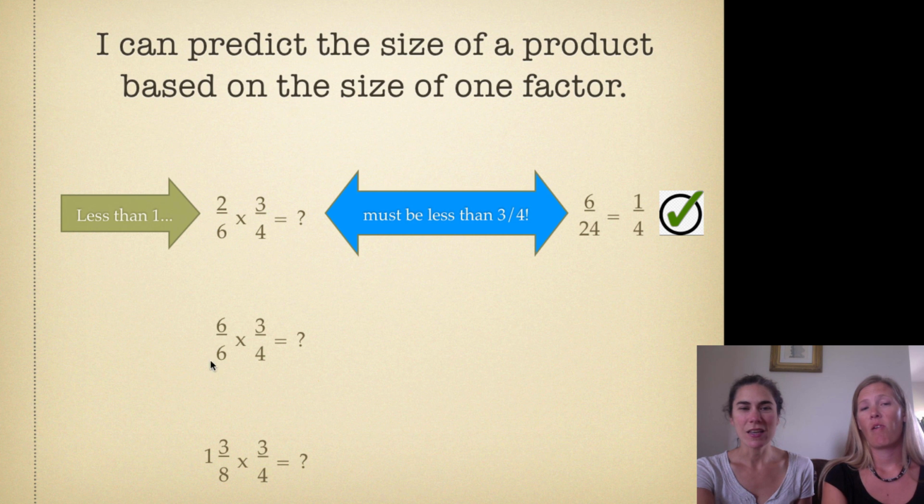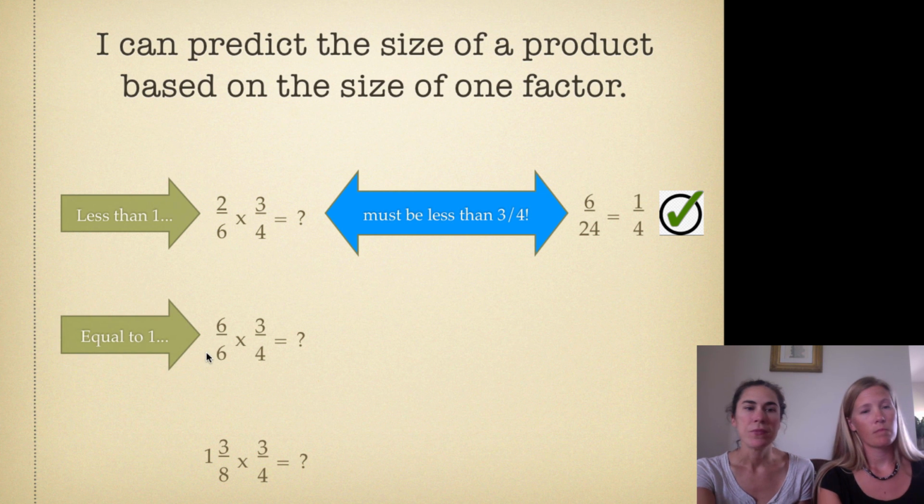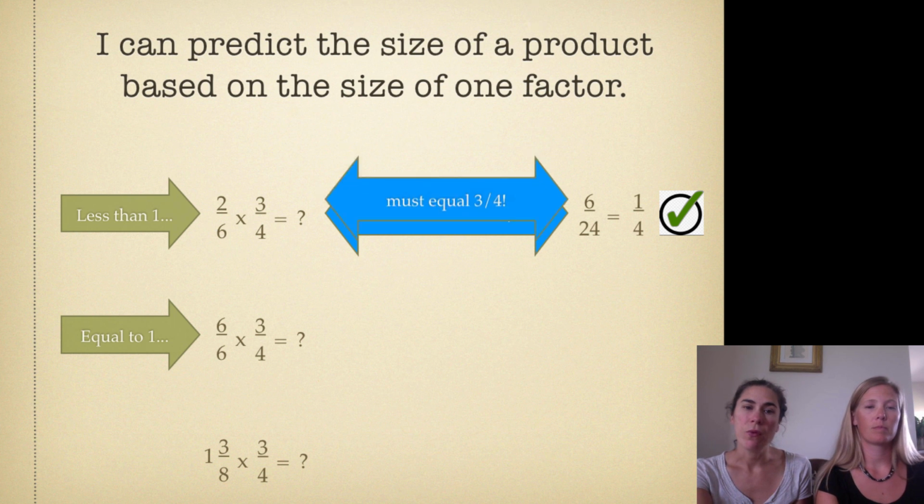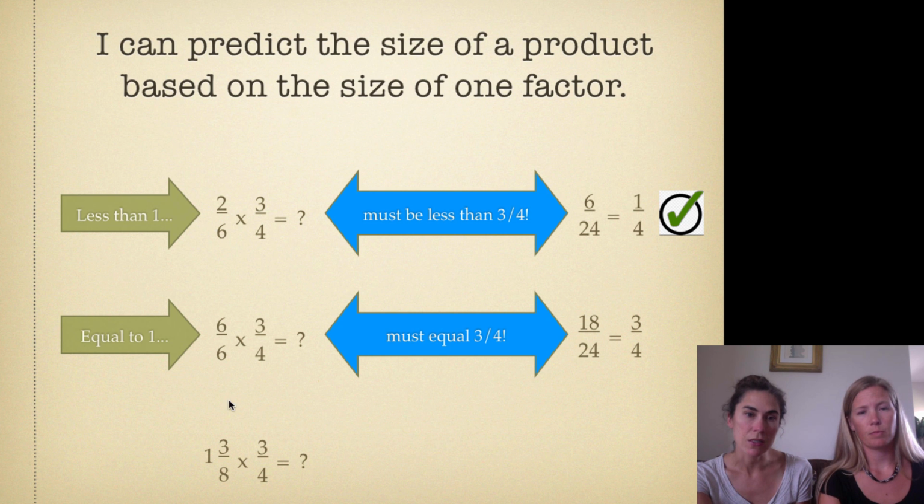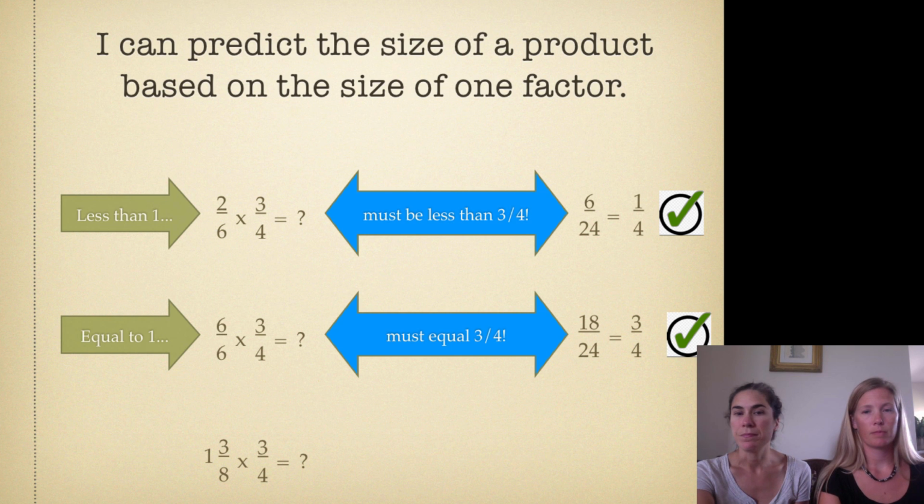Now we're going to look at this next one here, and we have 6/6, and a lot of you are right away thinking, well, it has to be equal to 1. So this one's nice and easy. 1 of 3/4 is just going to be equal to 3/4. If we actually do this problem as 6/6, we get 18/24, and simplified that would be 3/4. So yep, equal to 3/4.